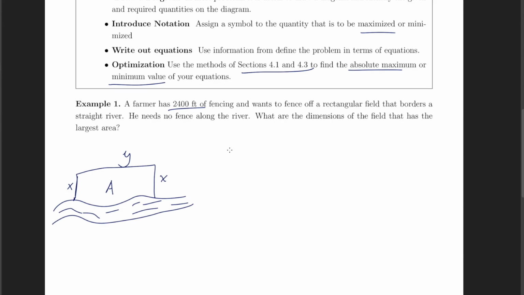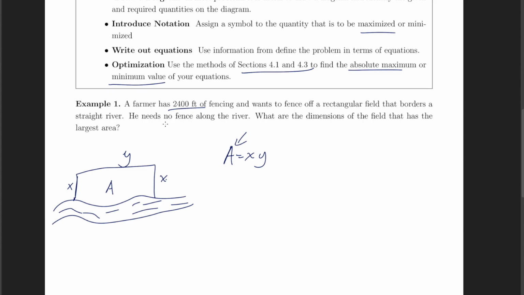What do we know about the area? Here's some notation: this side is x, this side is y. So the area is equal to x times y. That's what we're trying to optimize. We're trying to make this as big as possible. So that's one thing we know.